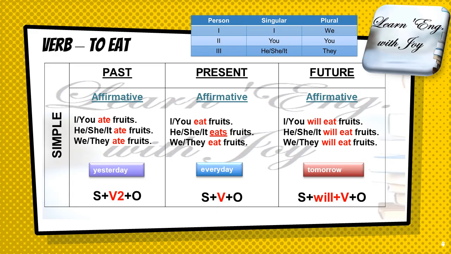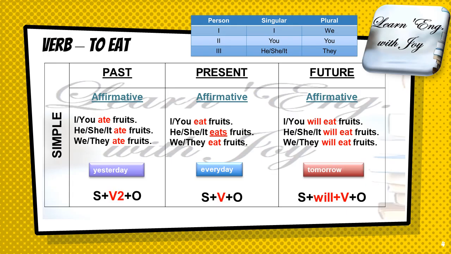Now you can add the time reference which I have given you, and if you add that, then the full stop will come after that. I eat fruits every day. You eat fruits every day. He eats fruits every day. She eats fruits every day. We eat fruits every day. They eat fruits every day.